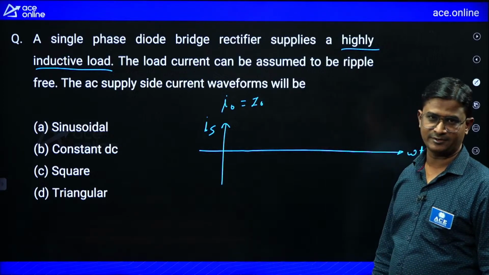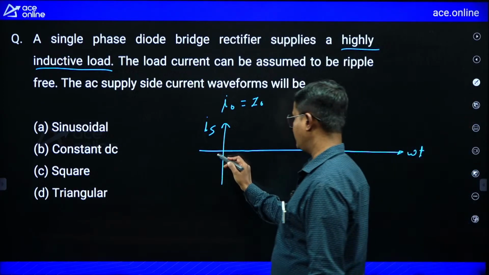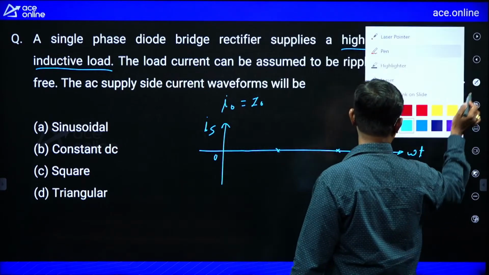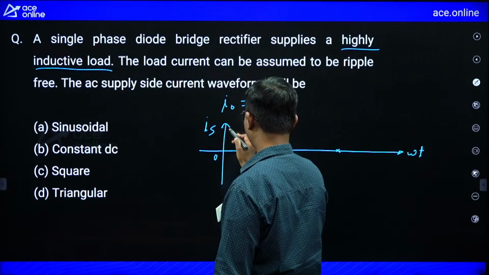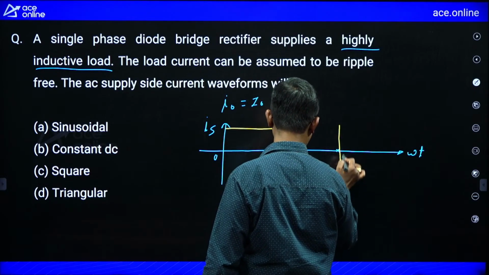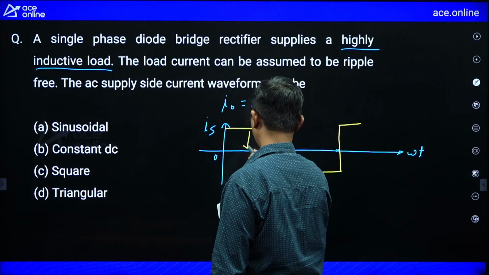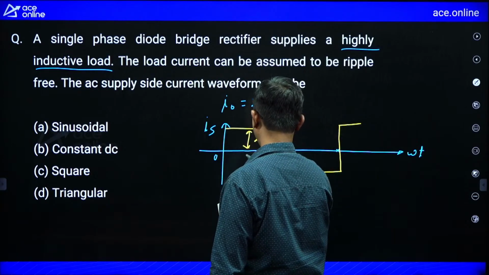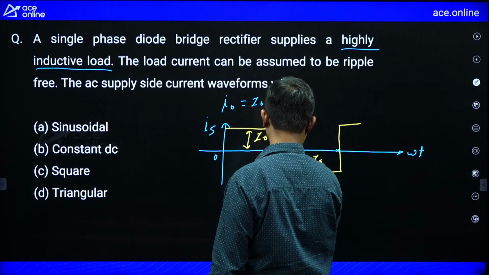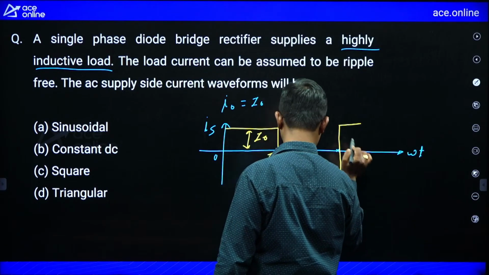Diode bridge rectifier. Yes, 0 to pi and pi to 2 pi. During 0 to pi, which devices conduct? Diodes D1, D2, and pi to 2 pi, D3, D4. This current is I0 and here it is minus I0, right?